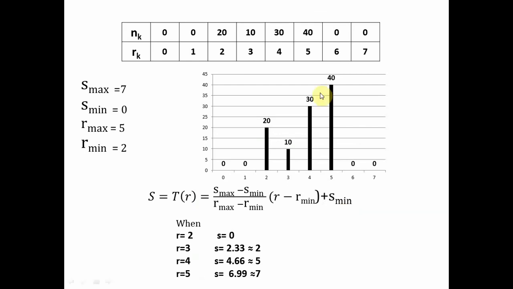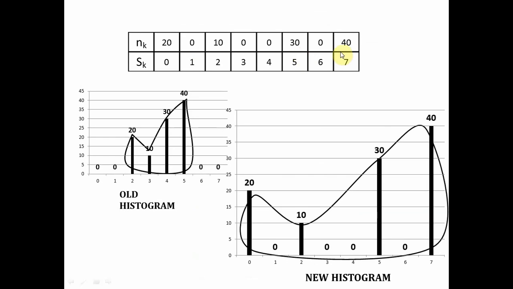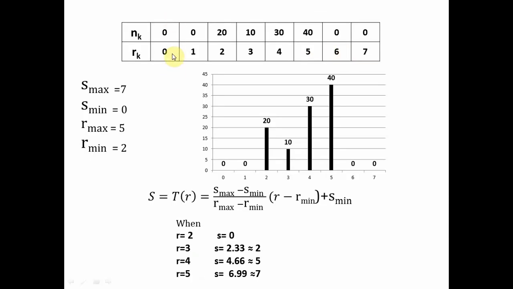For example, suppose you have the number of pixels for the input gray levels 0, 1, 2, 3, 4, 5, 6, 7. Gray level 0 repeats 0 times, 1 repeats 0 times, 2 repeats 20 times, 3 repeats 10 times, 4 has 30 pixels, 5 has 40 pixels, 6 repeats 0 times, and 7 repeats 0 times. If I plot a histogram for this, it starts from 2 and ends at 5. It is not covering 0 and 7, that is L minus 1.